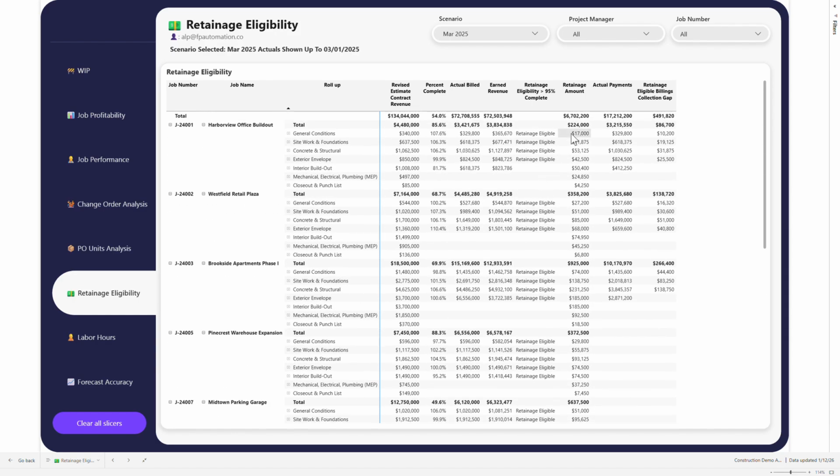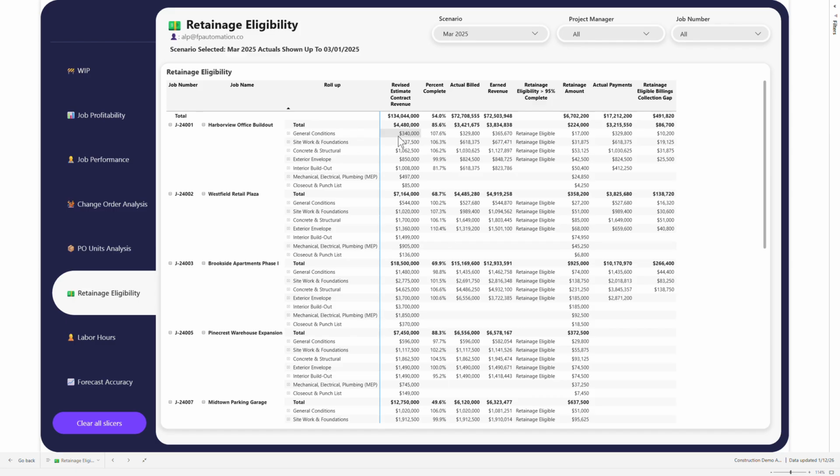Now, the idea is if you have actual billings and they do not match the revised estimated billing amount that you are projected to earn, what this formula over on the right-hand side is telling us is where there are collection gaps in billings that have retainage eligibility. So in other words, there's right now roughly about $500,000 in retainage eligibility due to the percentage of complete being over 95% and due to the actual billing amount being lower than the revised estimated contract amount.